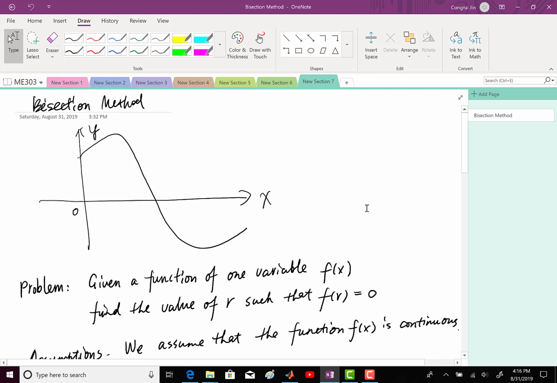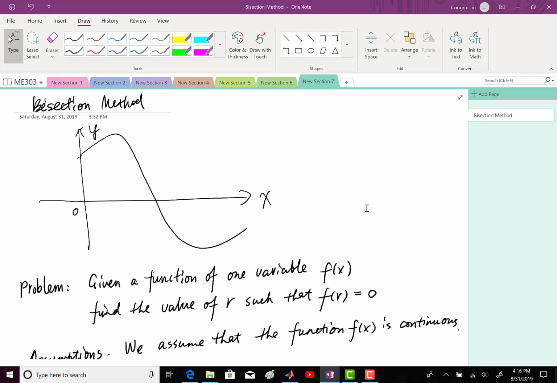Hello everyone. In this video, we talk about the first topic in root finding. It's the bisection method. In the textbook, this material is in chapter 5. The bisection method is a very simple, robust, and straightforward method.